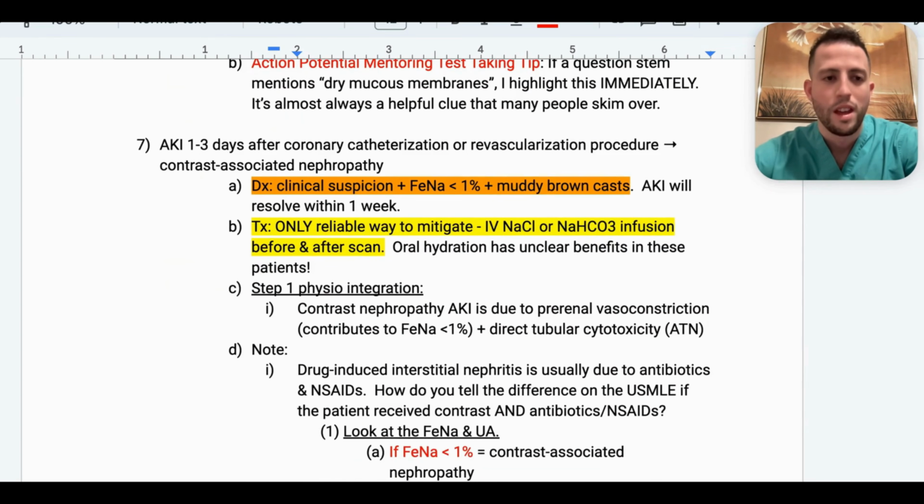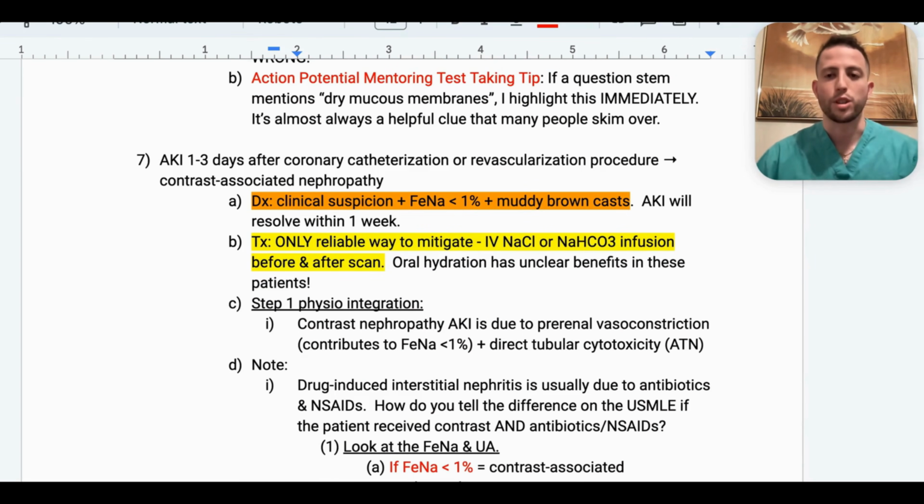Number 7. An AKI 1 to 3 days after coronary catheterization or revascularization procedure is contrast-associated nephropathy. To diagnose this, you have to have a high clinical suspicion, and the FENA will be less than 1% with muddy brown casts. The AKI will often resolve within 1 week. The only reliable way to mitigate and treat is IV sodium chloride or sodium bicarb infusion before and after the scan. Oral hydration has not shown clear benefits in these patients.